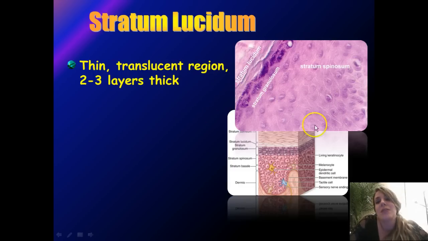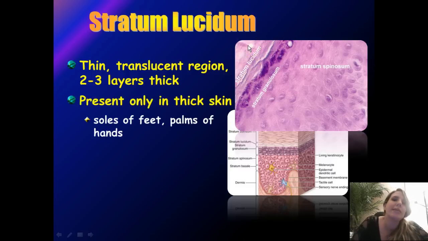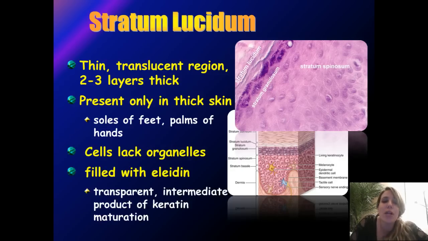So this picture here, you'll see the stratum spinosum, which can be many cell layers thick, stratum granulosum, and then here's your stratum lucidum. So again, you really only see this in thick skin, which is the soles of your feet and the palm of your hands. So no organelles. These guys are just filled with kind of proteins.